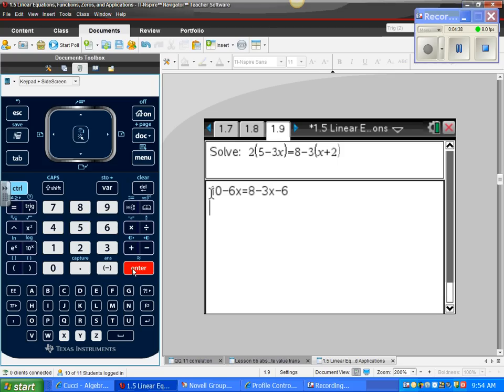Next step, isolate the x. Get all the x's to one side, all your constants to the other. So I'm going to add over the 3x, which is going to give me minus 3x equals 8 minus 6, which is 2. We just combine like terms. Subtract the 10, and divide by a -3. So we get a solution of 8/3.